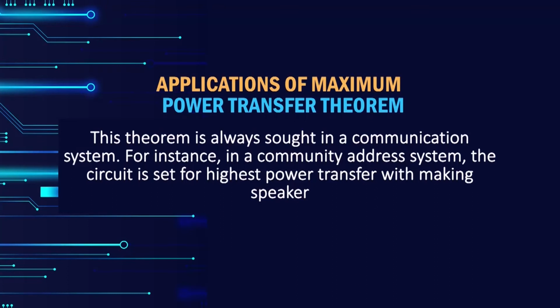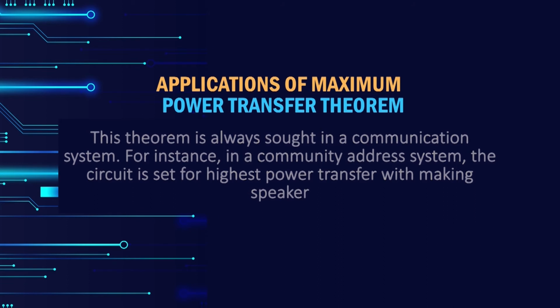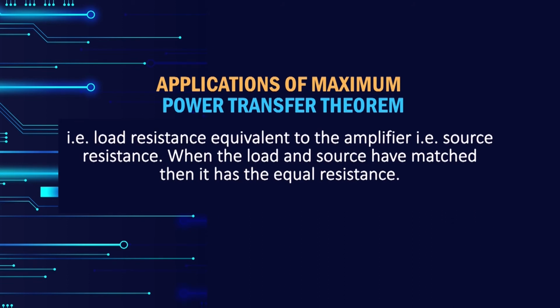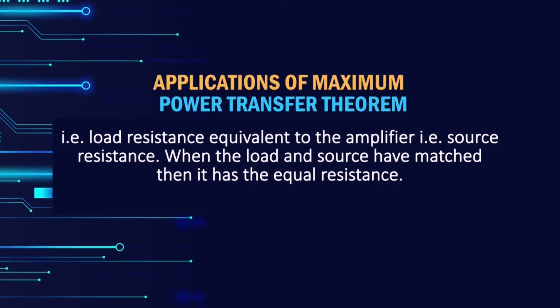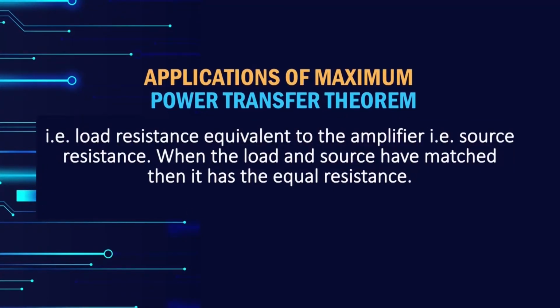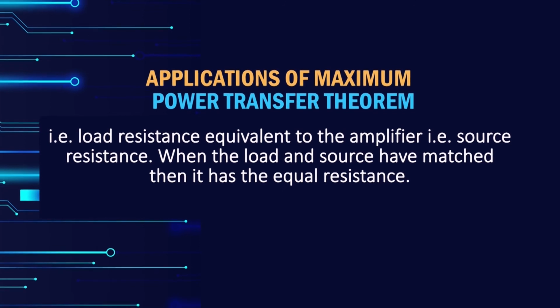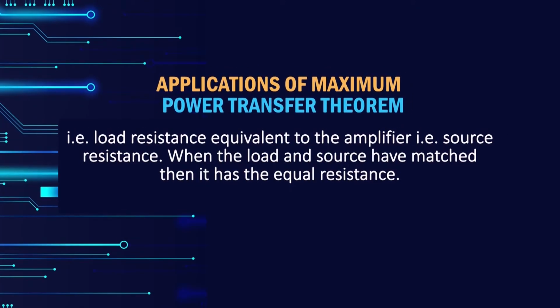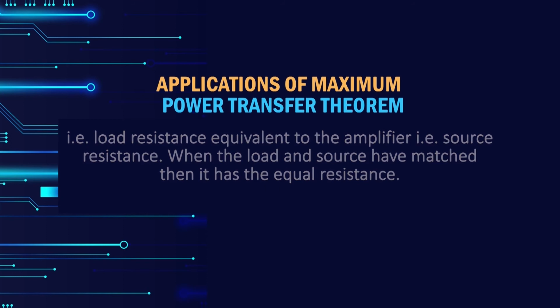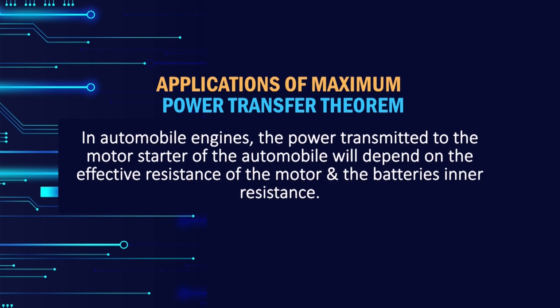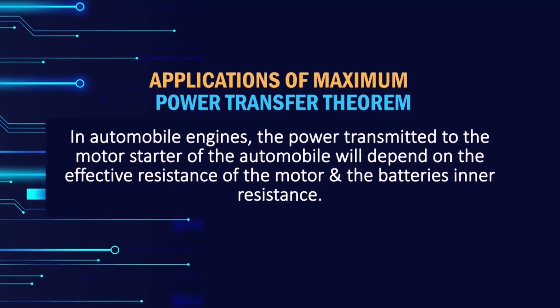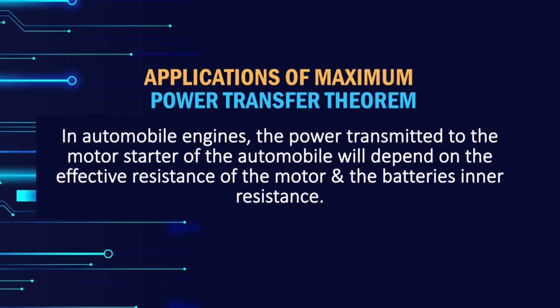First, this theorem is always sought in communication systems. For instance, in a public address system, the circuit is set for highest power transfer by making the speaker, that is the load resistance, equivalent to the amplifier, that is called the source resistance. So when the load and source are matched, then they have the equivalent resistance. And the second application of the maximum power transfer theorem is in automobile engines: the power transmitted to the starter motor of the automobile will depend upon the effective resistance of the motor and the battery's inner resistance.